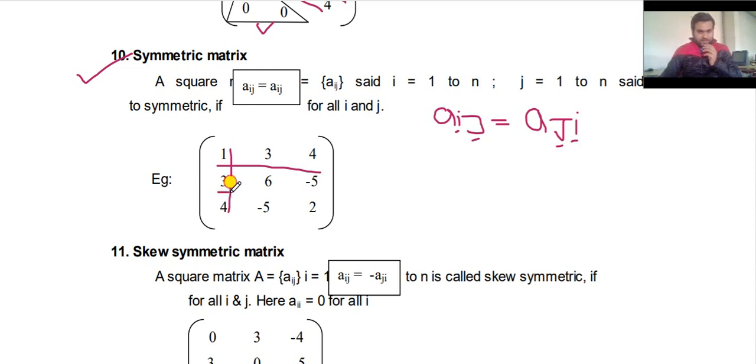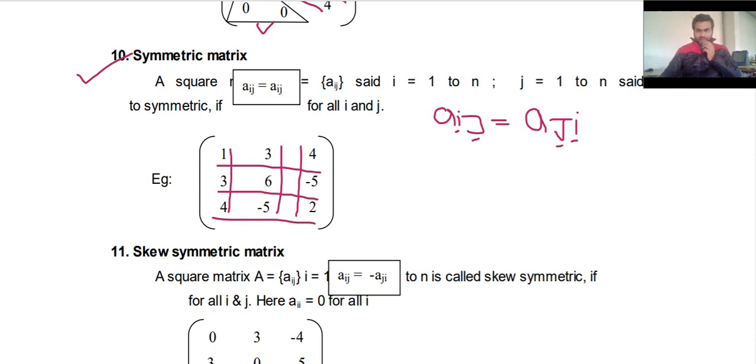Okay, now we see the second row. The second row is 3, 6 and minus 5, and this will be converted into the second column, which is also 3, 6 and minus 5. If we see the third row, that is 4, minus 5 and 2, the third column is also 4, minus 5 and 2. So if we transpose this matrix, converting rows into columns and columns into rows, nothing changes and the matrix remains the same. That's why it is called a symmetric matrix.